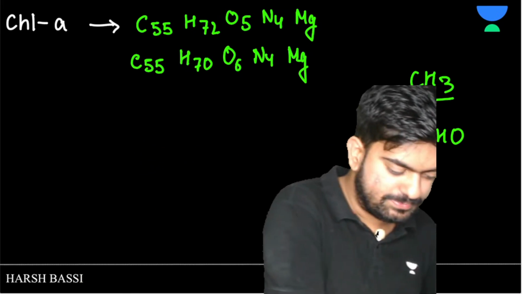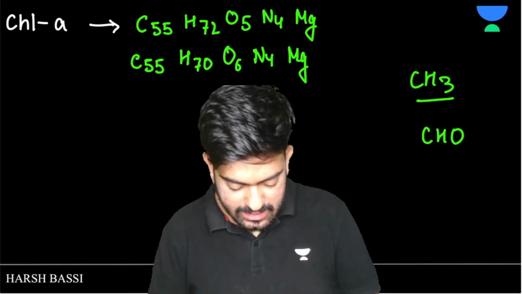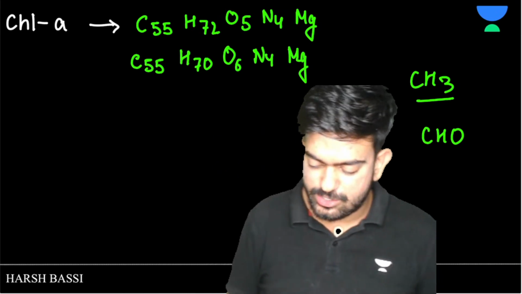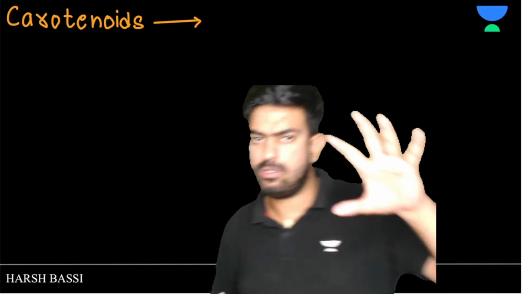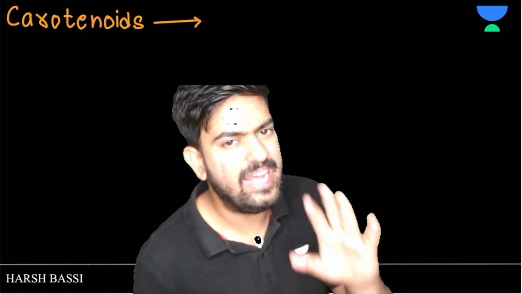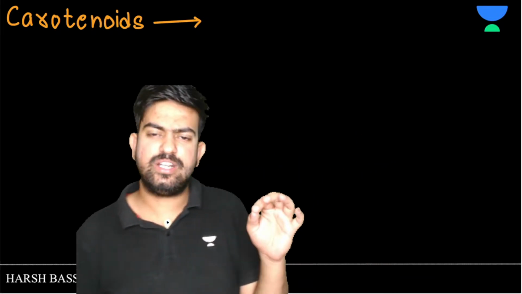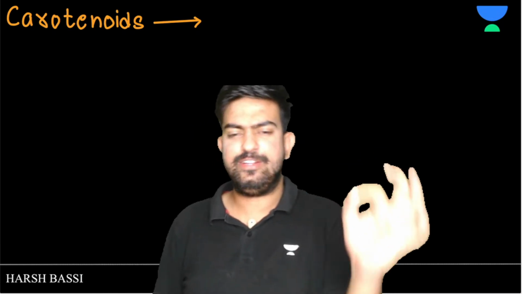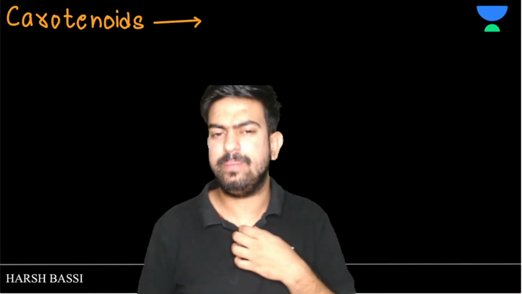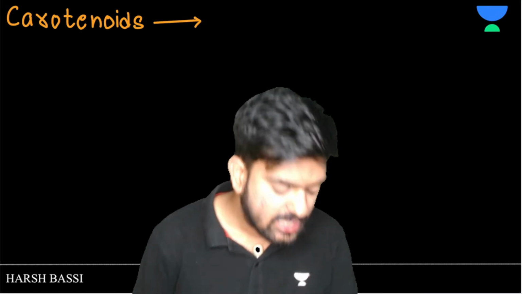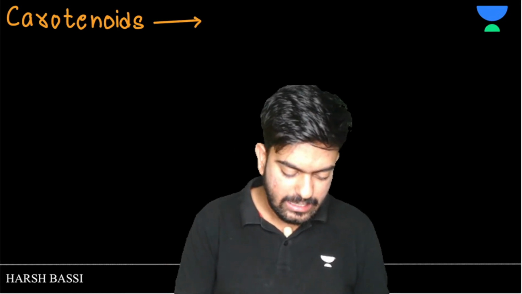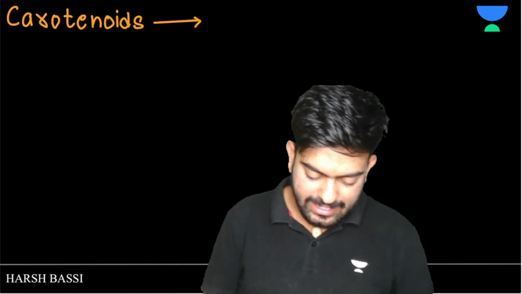Clear? Great. Now let's move on and start with another pigment, which is known as carotenoids. So we had two pigments. One was chlorophyll, which we have already seen. Chlorophyll was chlorophyll A, B, C, D, E. We studied chlorophyll A and B in detail, and we talked about the structure of chlorophyll A and B. Now there is one more pigment present, and that pigment is known as carotenoids.